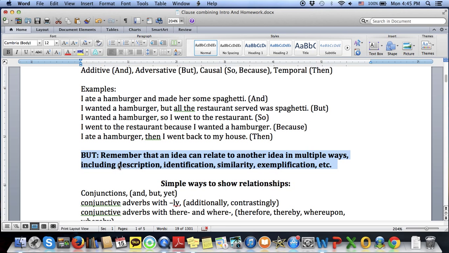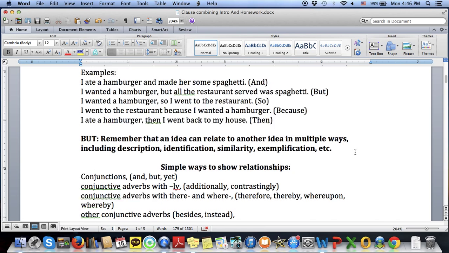We also have description. We can talk about what something looks like, sounds like, feels like, etc. Identification, saying who somebody is or what something is. Similarity, something is like something else. Exemplification, that means giving an example, saying something like, for example. So all of these are possibilities. As this series goes on, we're going to look at all of them, but we're going to start with the big ones. That's why we're starting with a basic introduction today.